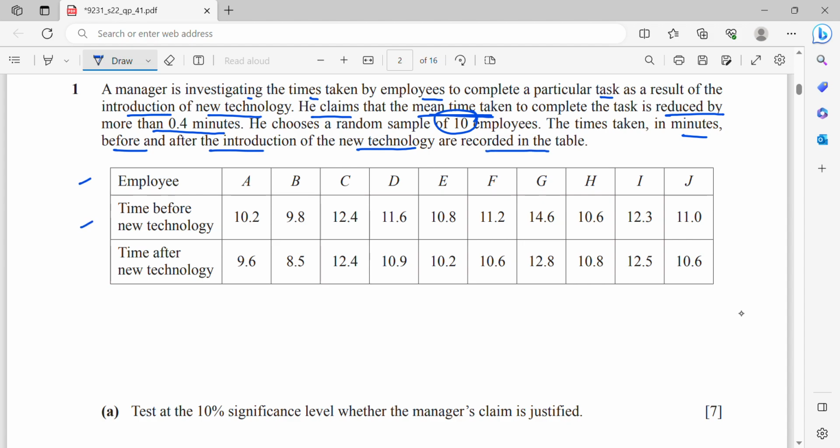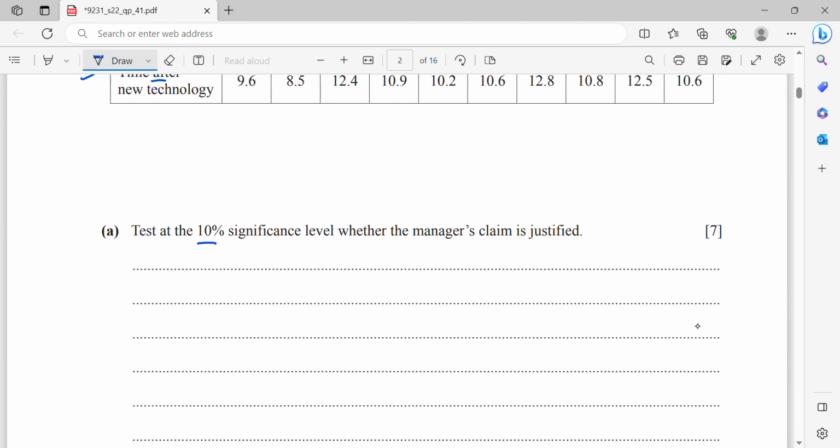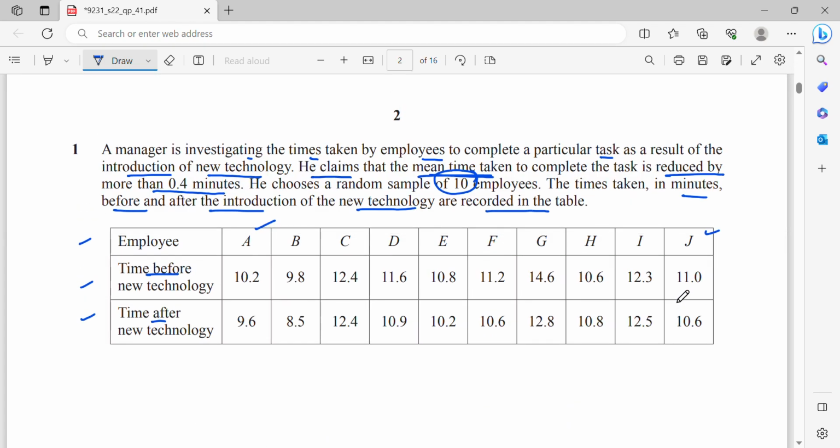Okay, so now by looking at this table, you are getting the employees A to J. There are 10 employees here, and the corresponding time before the new technology and after the new technology. Now part A. Test at 10% significance level whether the manager's claim is justified. By looking at the question, we know that the manager's claim is the time taken is reduced by more than 0.4 minutes with the new technology.